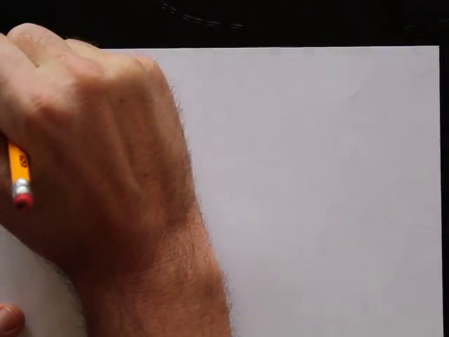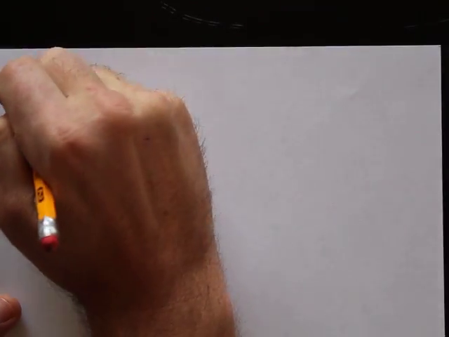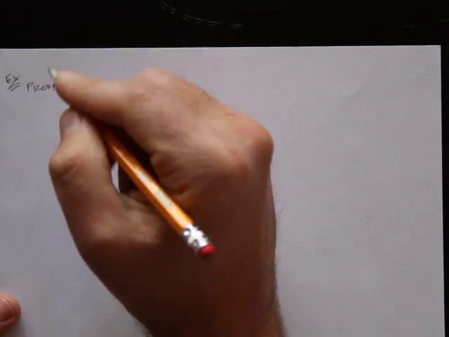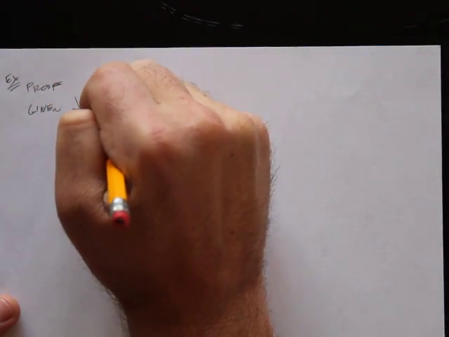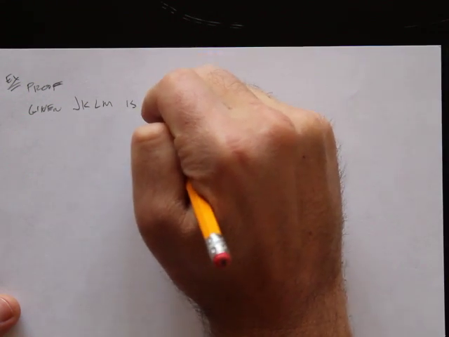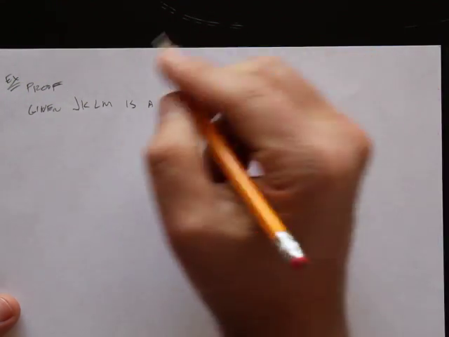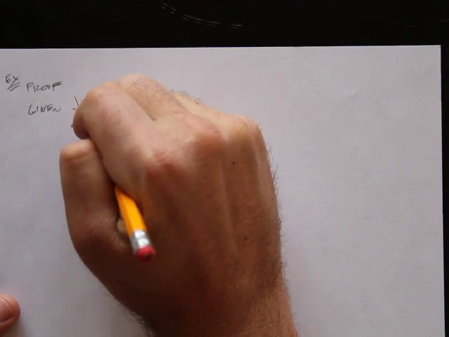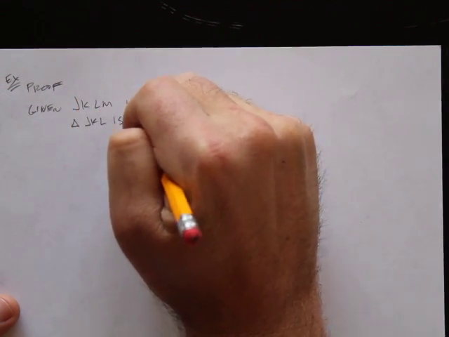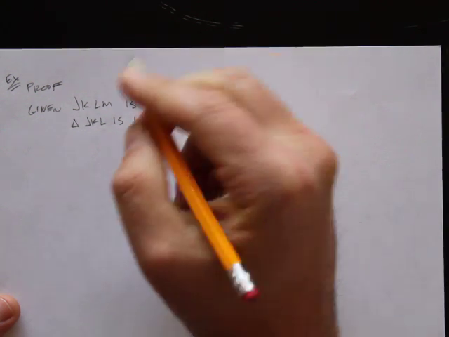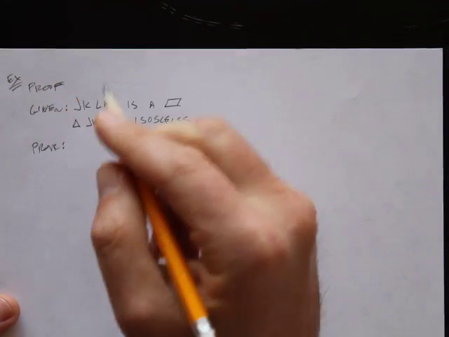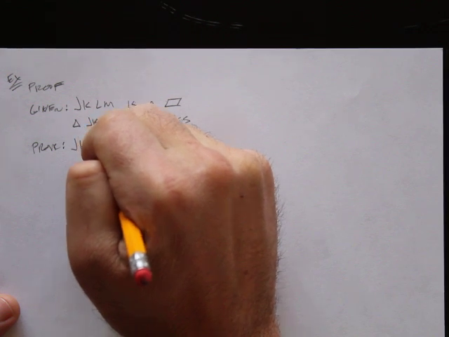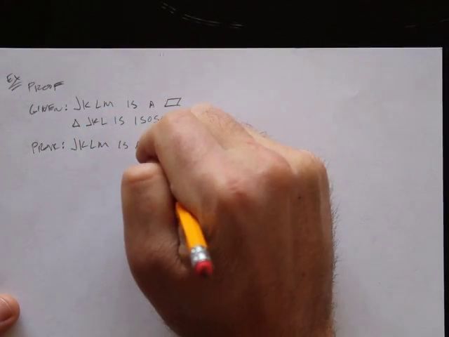Let's do a square example. Ooh, a proof, exciting. Just one square example and it is a proof. Given JKLM is a parallelogram. Triangle JKL is isosceles. Prove JKLM is a rhombus.